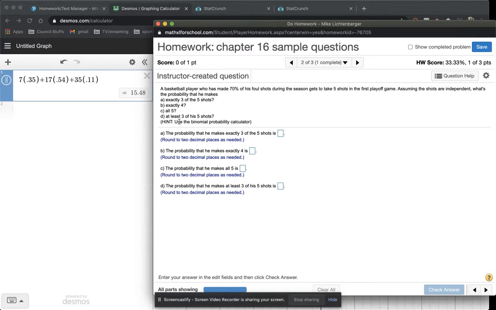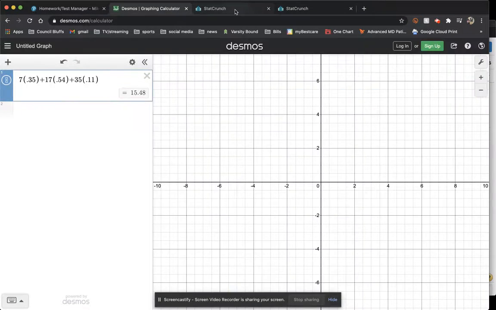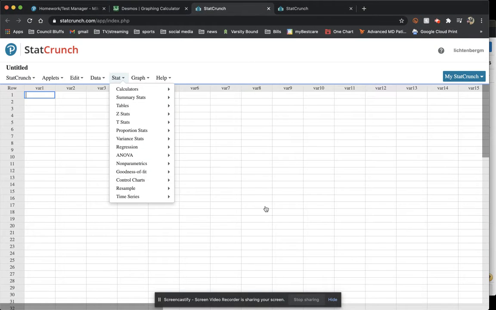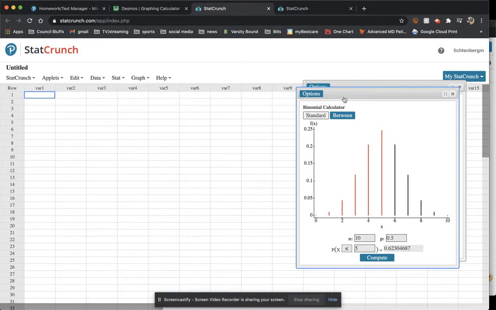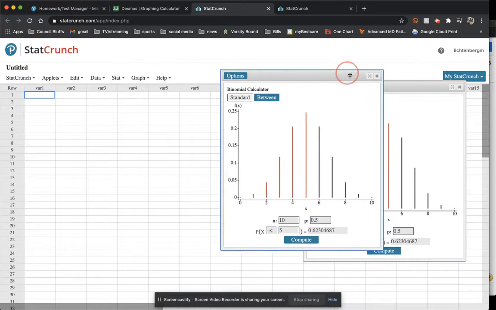Number 2, this is binomial probability. Okay, we want to use the binomial probability calculator on StatCrunch. So we go Stat, Calculators, and we go to binomial.